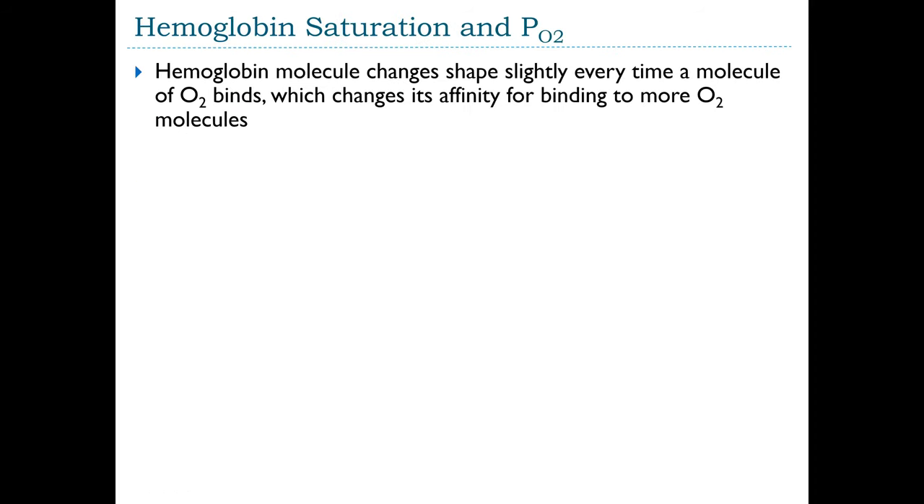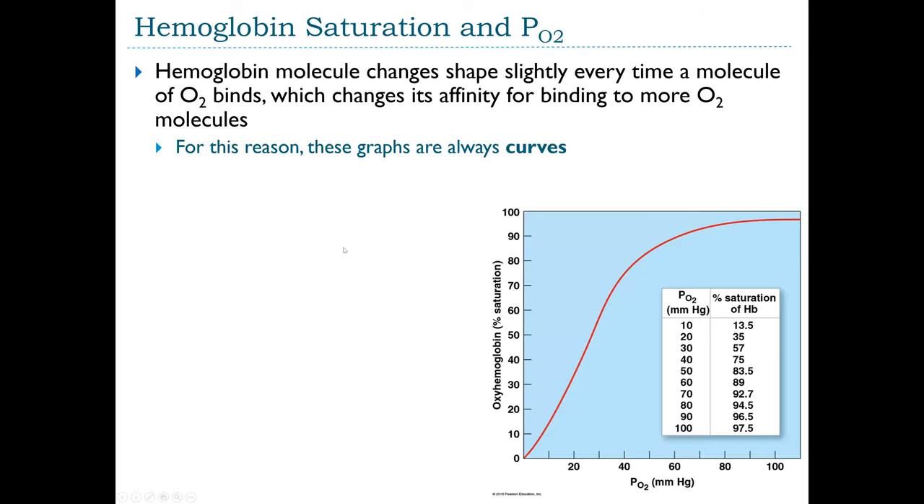So hemoglobin molecules will actually change shape slightly every time a molecule of oxygen binds, which changes its affinity for binding to more oxygen molecules. And so without going into great detail into the biochemistry behind this, suffice it to say that because the binding of oxygen causes the affinity of hemoglobin to change, when we look at saturation curves, they are always curves. That's why we call these graphs saturation curves. So it's not a straight line. When reading these graphs, notice that at the bottom, you'll find the partial pressure of oxygen in millimeters mercury.